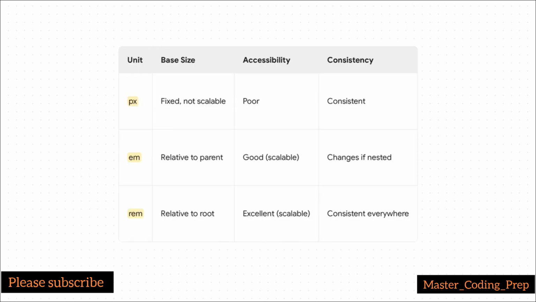Okay, this decision right here has a huge impact on your site's accessibility. See, pixels, px, are fixed. They don't scale well for users who might need larger text. Then you have em, which is relative to its parent element, but that can get really messy if you have a lot of nested elements. So the modern champion, the one you should probably be using, is rem, which stands for root em. It's relative only to the root font size, which guarantees you get scalable and consistent sizing absolutely everywhere.